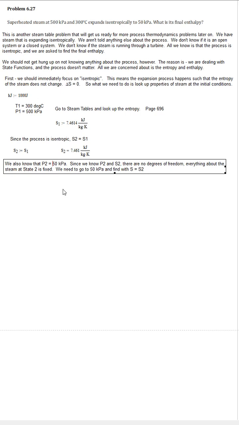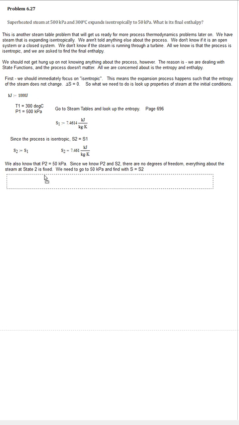We are told that the final pressure is 50 kilopascals. And we also know that the final entropy is 7.461 kilojoules per kilogram Kelvin. Because we now know two properties, everything else for that steam at state 2 is fixed. There's no more degrees of freedom. So what we can do is go to our steam tables, find the entry at 50 kilopascals, and try to find at what temperature we are going to get an entropy equal to S2.